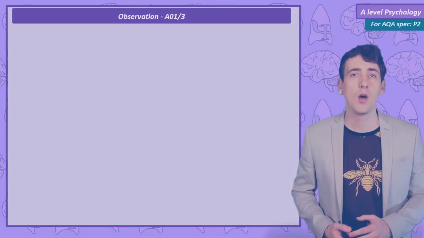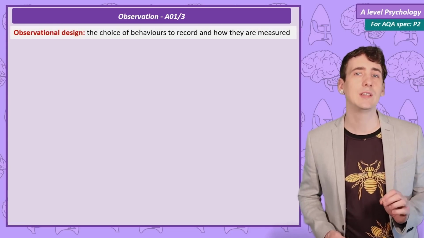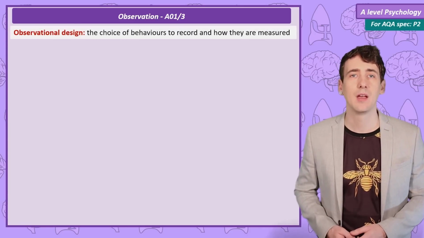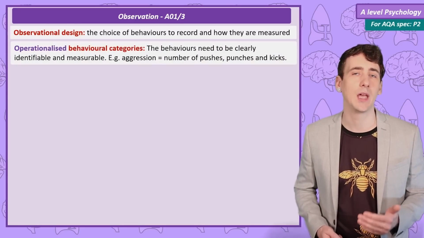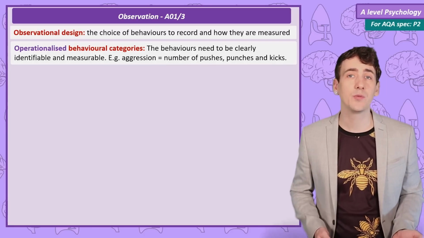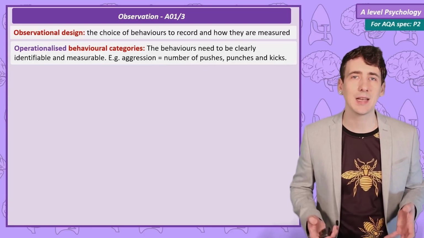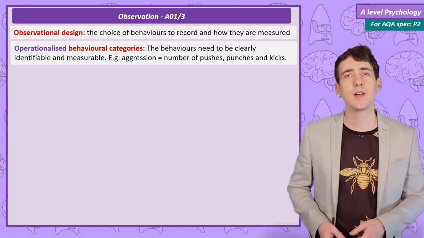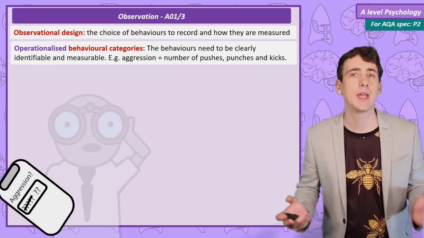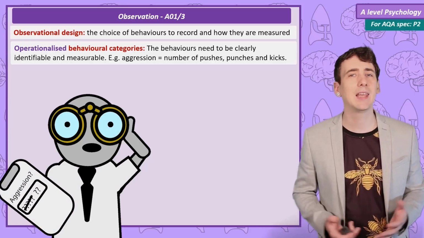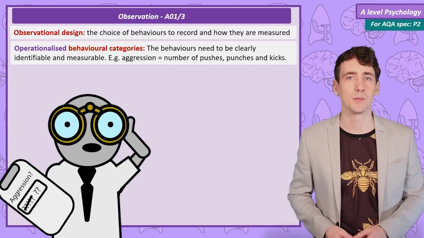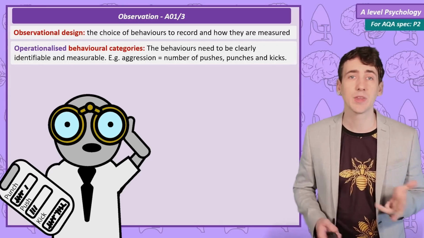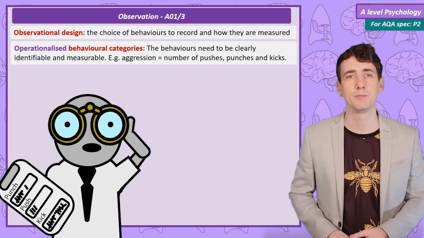Observational design. When designing our observation, we do need to consider exactly what behaviour we're looking for and how we're going to record it. First, let's talk about operationalized behavioural categories. When I say something is operationalized, what I mean is I'm clearly defining a variable. This is so I can objectively measure it. If I say, for example, I'm observing aggressive behaviour in children, that's a little vague and open to some interpretation. But if I say I'm recording every punch, push, and kick, it's very clear how I'm defining aggression.